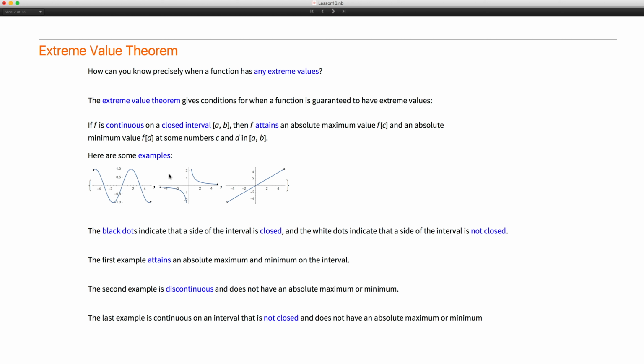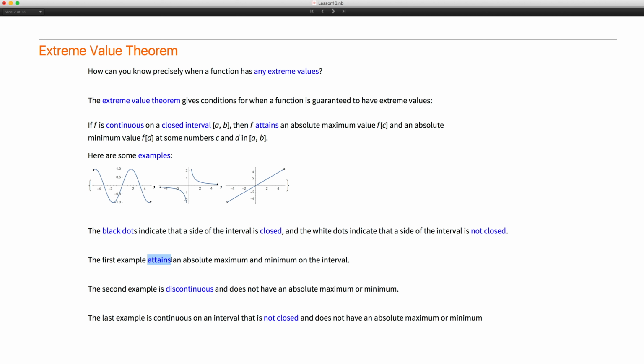So for example, I have these three plots over here, and the black dots will indicate that that side of the interval is closed, and the white or blank dots will indicate that you have an interval side which is not closed. So in the first example, you see you've got two black dots, so that's a closed interval, and clearly you have a continuous function. There are no breaks in the graph, and you have an absolute minimum over here and an absolute maximum over there. So that's the first example. It attains an absolute maximum and minimum on the interval.